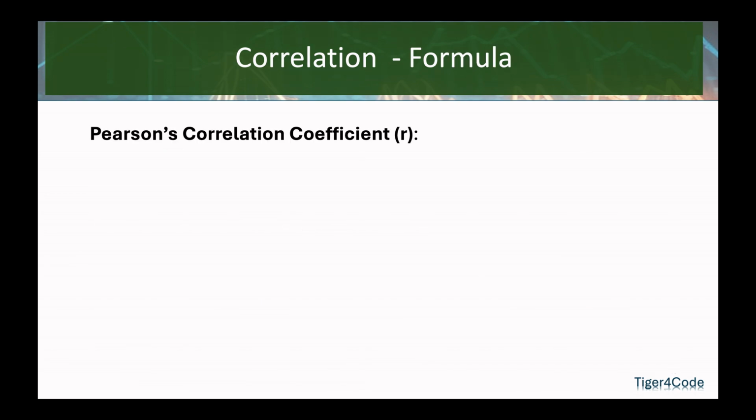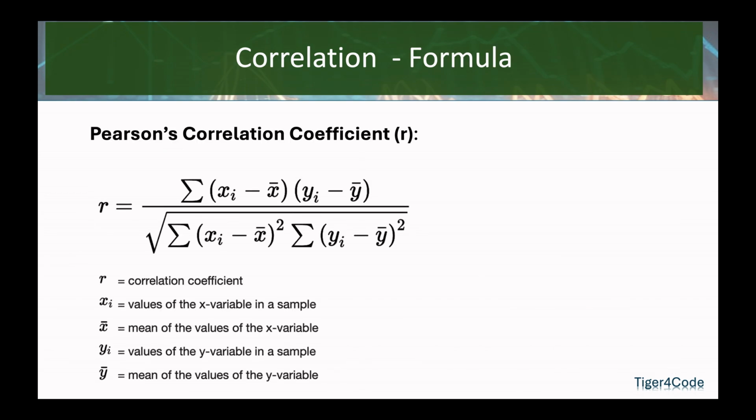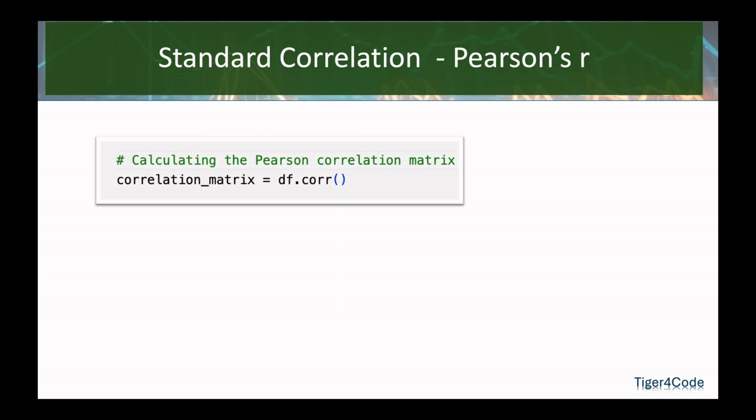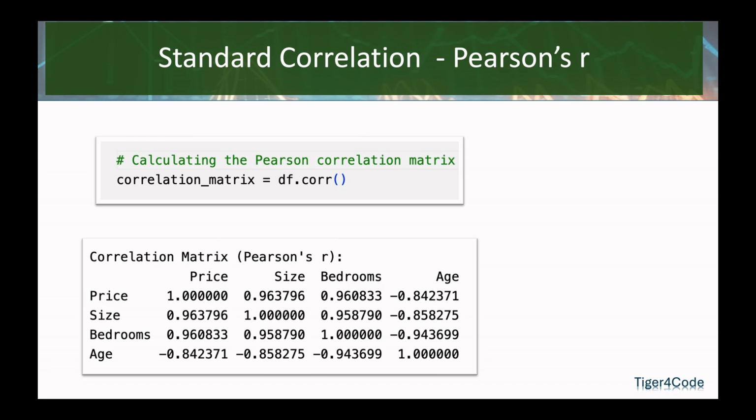The formula for correlation is as the following. It can be expressed as the covariance of two variables, x and y, divided by the product of their standard deviations. This highlights the relationship between correlation, covariance, variance, and standard deviation. In Python, you can easily compute the standard correlation coefficient for every pair of attributes using the corr function. Here is an example to illustrate this. You can find the full example in the attached notebook.